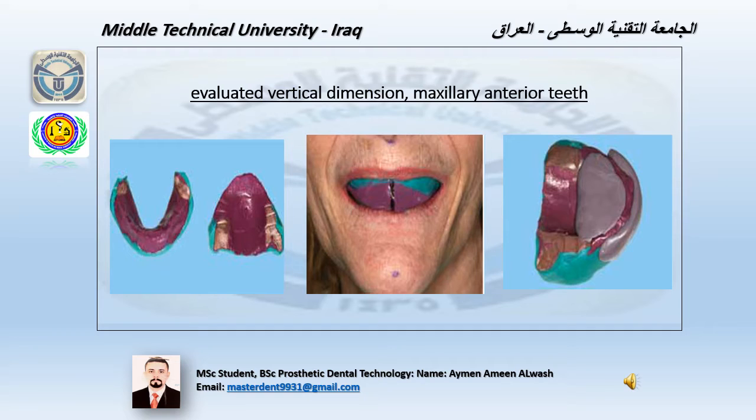And last picture in this slide, put the index material over the lubricated anterior aspect of the maxillary impression.